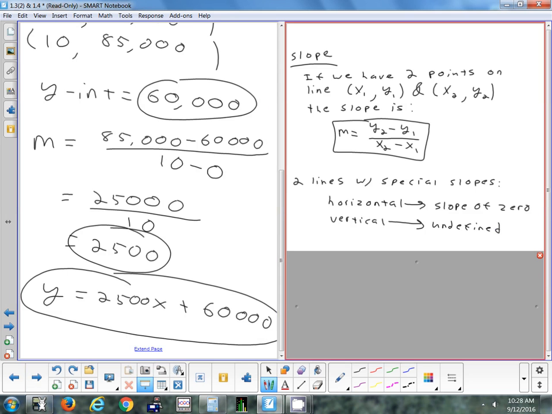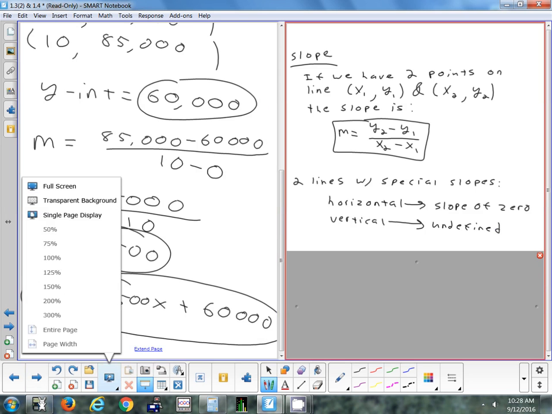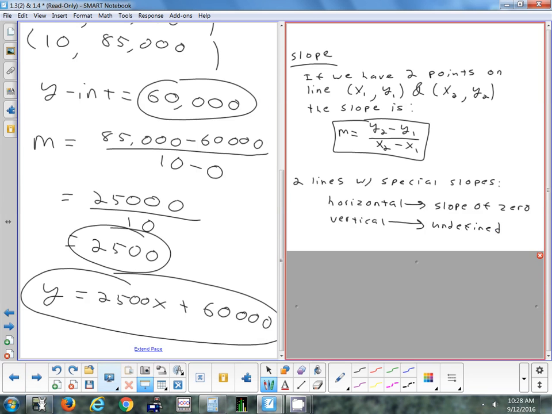There's 2 cases where we can have lines with special slopes, okay? And that's horizontal and vertical. Okay, horizontal lines have a slope of 0. Vertical lines have an undefined slope. You cannot graph vertical lines on the calculator, but you can graph horizontal.